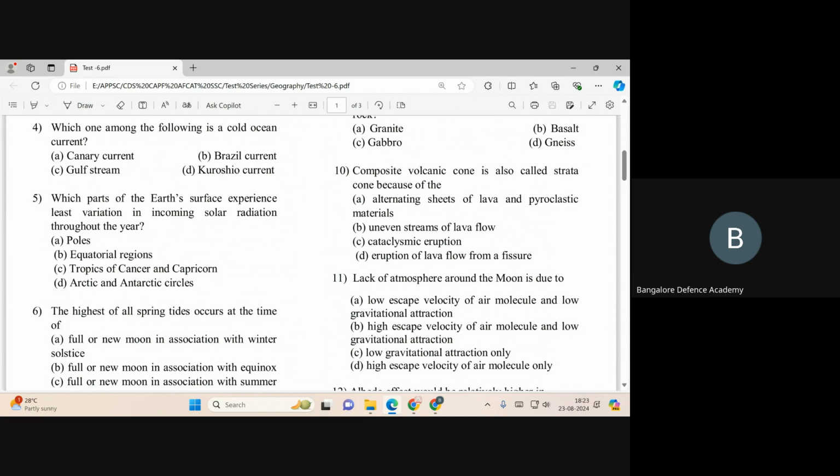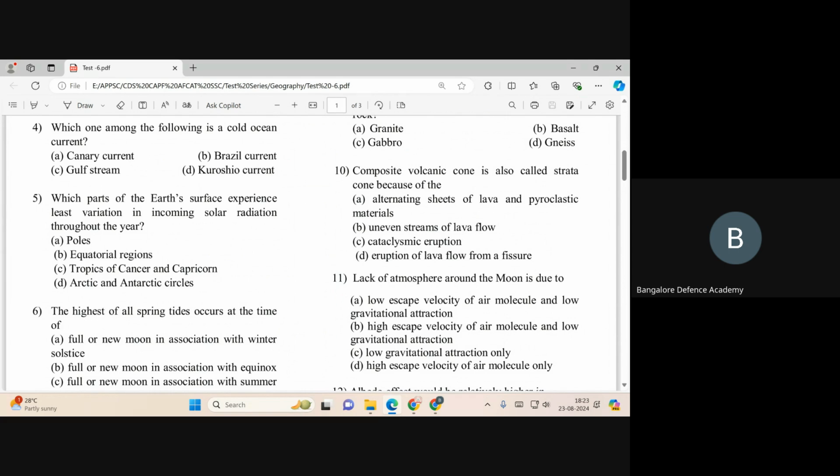Not the magnetic field. Least variation. Not aurora, that is not the concept. Least variation means, for example, if you see at a pole, for six months there will be complete sunlight, and six months there will be no sunlight. Is the variation least or more? More variation. If the question is changed to which part of the Earth's surface experiences the most variation, then it is the pole.